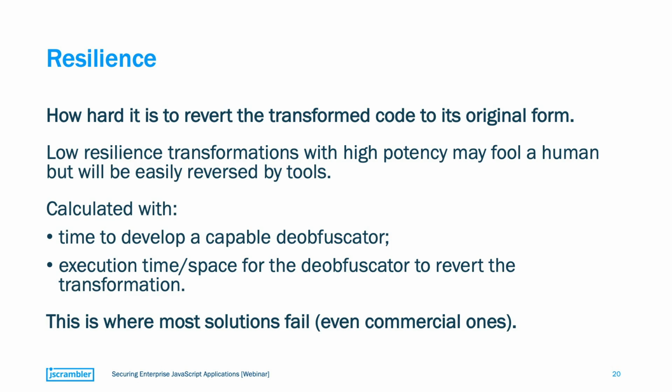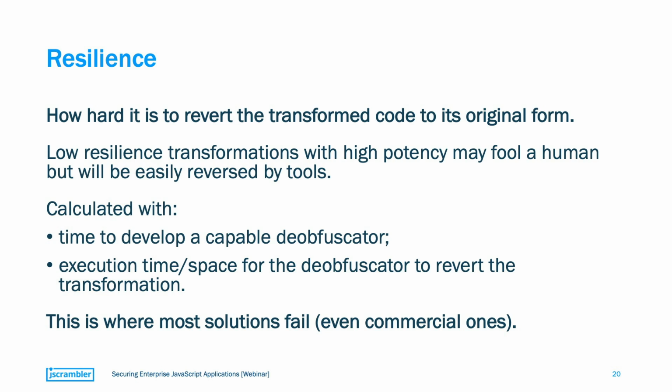Resilience goes hand in hand with potency, since some of the transformations may fool humans reading the code, but can easily be reversed by a deobfuscator. An example would be adding an if statement which introduces a dummy variable. A human might not be able to identify the code as dummy code, whereas a deobfuscator would easily be able to remove the statement. Resilience is calculated by considering the amount of time required to develop a deobfuscator capable of reverting to a transformed result and the required execution time and space by a deobfuscator to effectively revert the transformation.